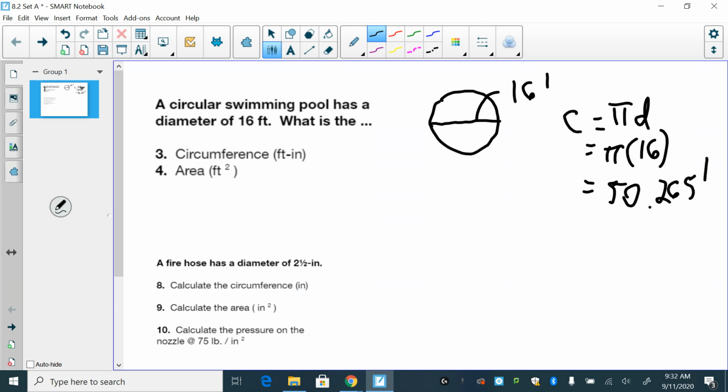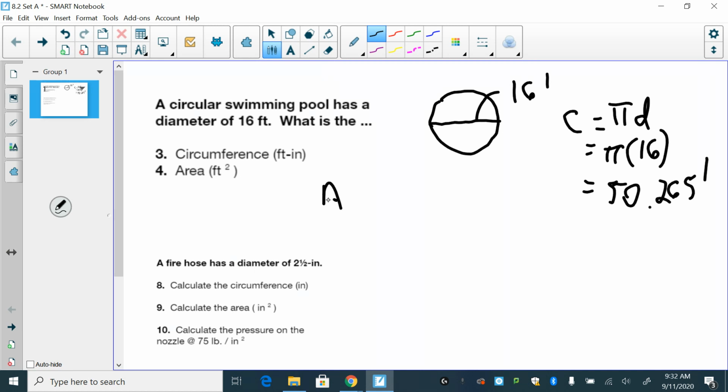You can go back to the trig unit if you want, but you need to switch that and do the staircase method to feet inches for your final answer. Okay, let's look at number 4. I'm looking for the area in feet squared.